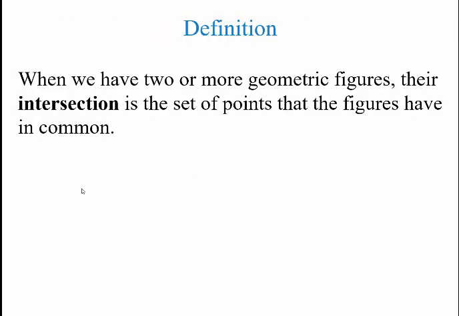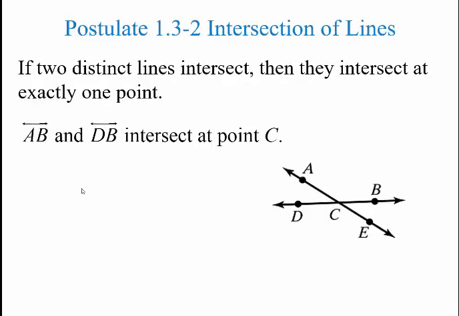All right. When we have 2 or more geometric figures, their intersection is the set of points that the figures have in common. So here's another postulate. If 2 distinct lines intersect, they intersect at exactly 1 point. So we have the line AB and the line BD, and they intersect at exactly 1 point C. Here's the thing though, they're distinct lines, they're different lines, they're not the same line. If they're the same line, they intersect at infinite points, but 2 distinct lines intersect at exactly 1 point.